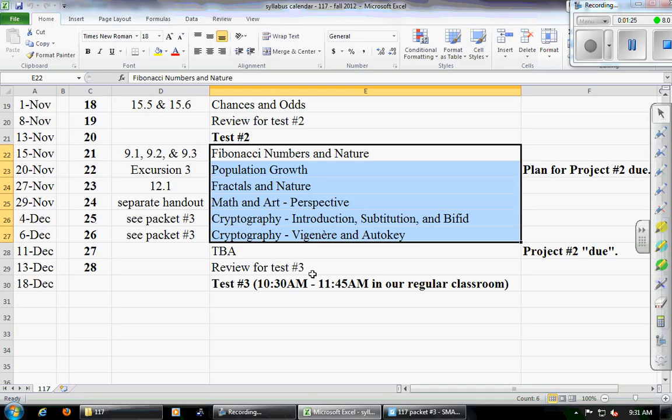Yes. Yeah, so the test is going to be on everything since the second test, which is these topics right here. And it's actually going to be on less material than each of the first two tests. The first two tests were on 8 days of stuff. This last test is on only 6. So still written to be an hour, but less material to worry about.